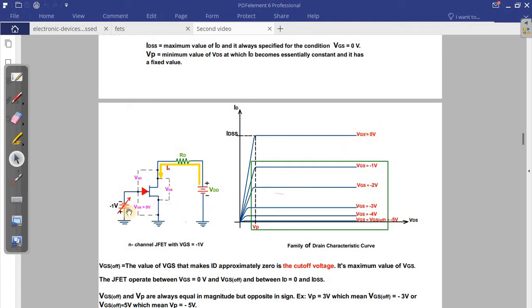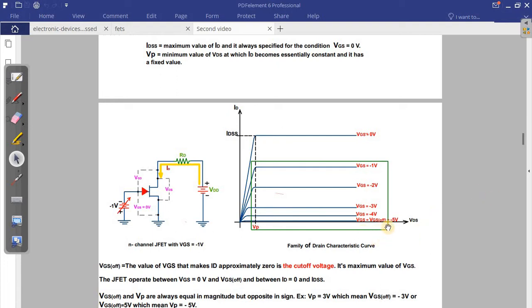But let's say now VDS is equal to minus 1 volt. What will happen? The drain current, which was here on top at IDSS, will reduce to somewhere here. So you can see now. And then if I keep increasing VDS, the current will keep decreasing until we reach the maximum value of VDS that the JFET requires, which we call the VDS off.